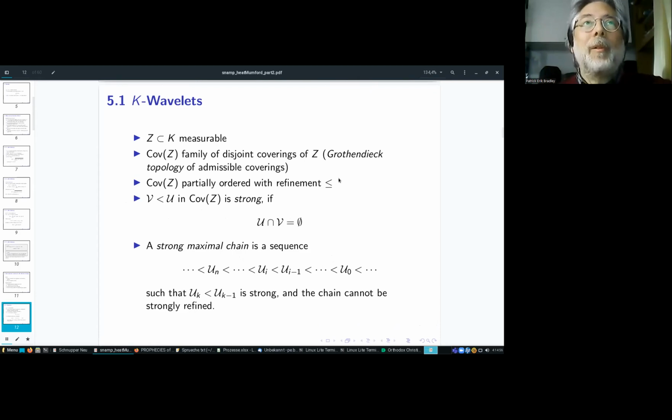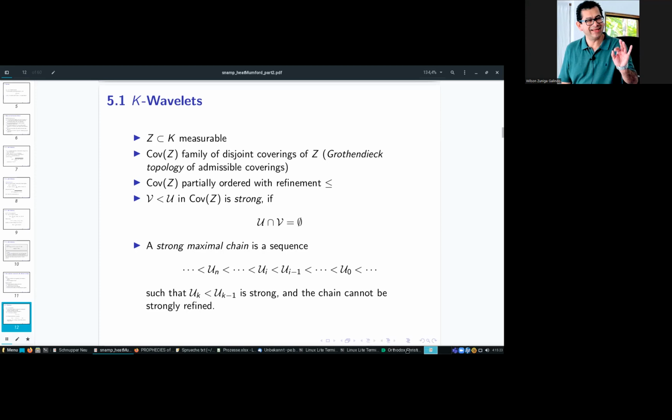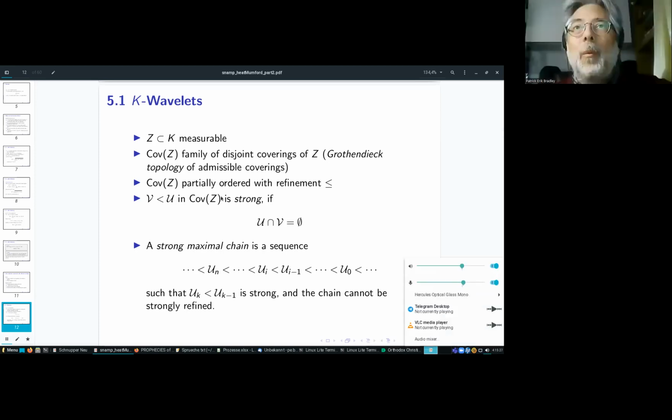So, wavelets first. We'll take our measurable set Z and fix a set of coverings, cov Z, a family of disjoint coverings of Z. This is a so-called Grothendieck topology of admissible coverings. We don't want to allow just any coverings, only certain nice ones, namely disjoint coverings, because otherwise there is again a problem with the volume. They satisfy the axioms of this Grothendieck topology, but if you don't know what this is, it doesn't matter. Important is we have disjoint coverings, and later actually disjoint coverings by the patches are Holt.